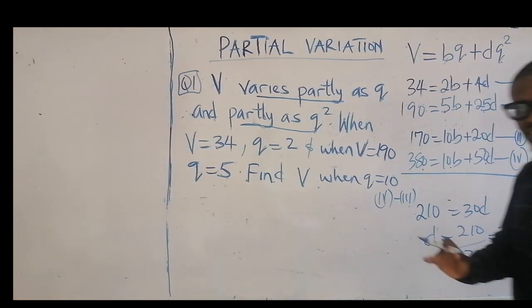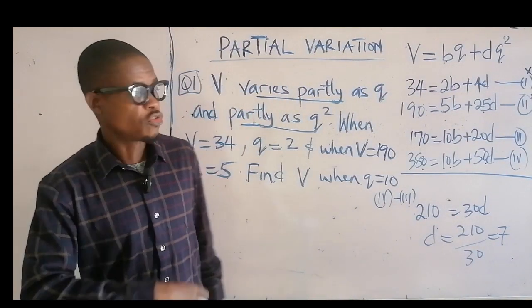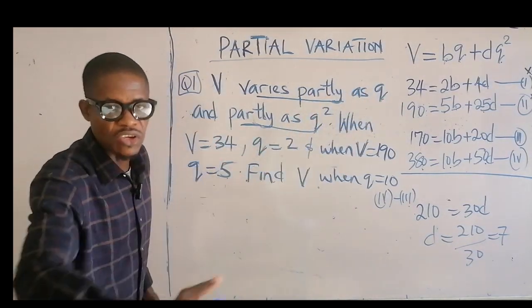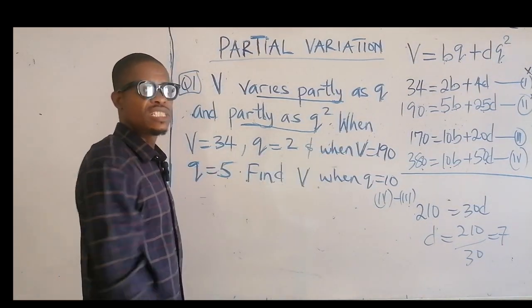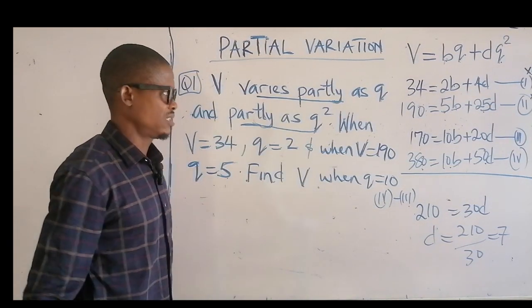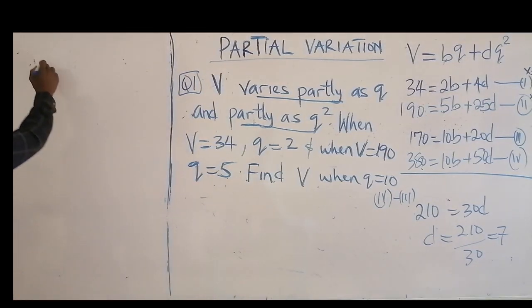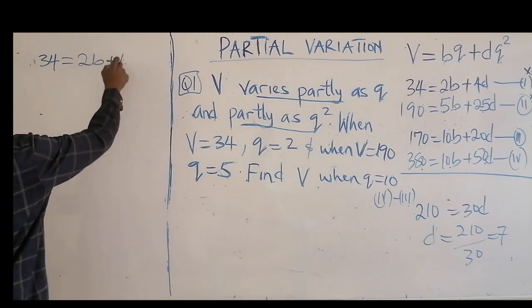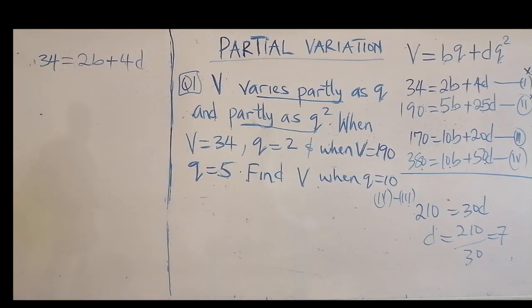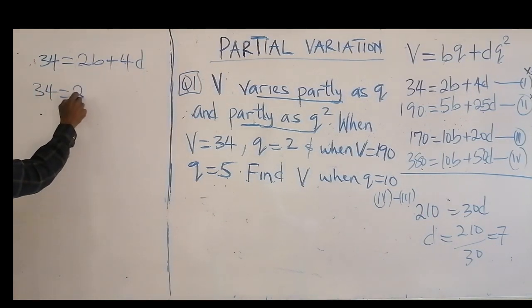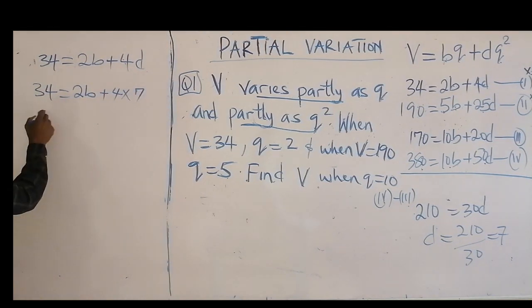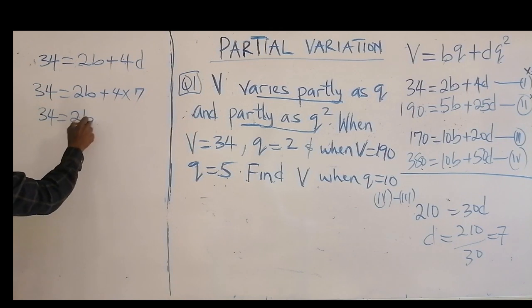But d is not the only constant we have there. So the next thing to do is to go to any of the equations, either equation 1, 2, 3, or 4, and plug in the value of d, so that you can get the other constants. Let's go for equation 1. Equation 1 is 34 equal to 2b plus 4d. Substitute d equal to 7 into equation 1. So that will be 34 equal to 2b plus 4 times 7.